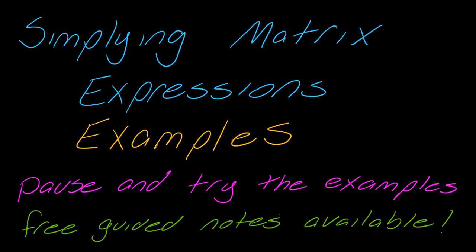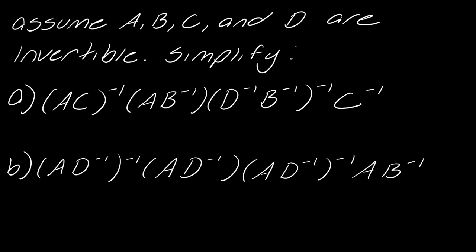So for this video, I'm going to show you some examples of simplifying matrix expressions. So what I mean is, I have these expressions. We're assuming A, B, C, and D are invertible. You can pause the video to read them over.